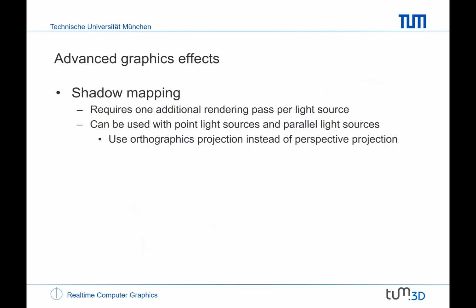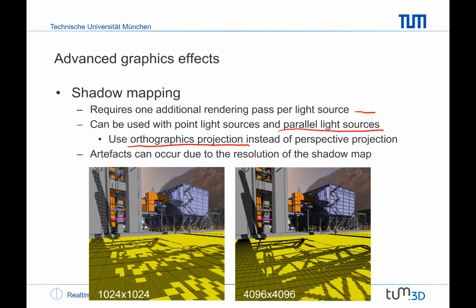As I've already said before, a little bit about the complexity. Shadow mapping requires one additional rendering pass per light source. I have said this already. Shadow mapping can be used with point light sources and parallel light sources. If I have a parallel light source, then I do not use a perspective projection, but an orthographic projection instead, and all the rest is exactly the same. So I simply have to exchange the projection transformation matrix.